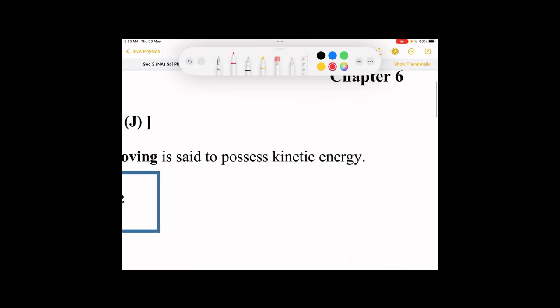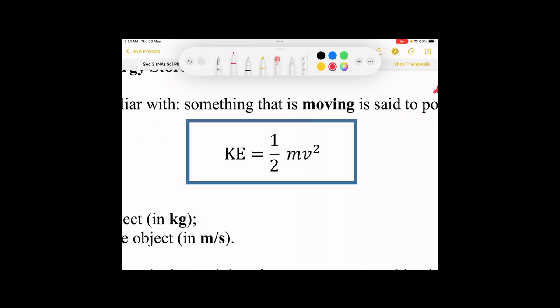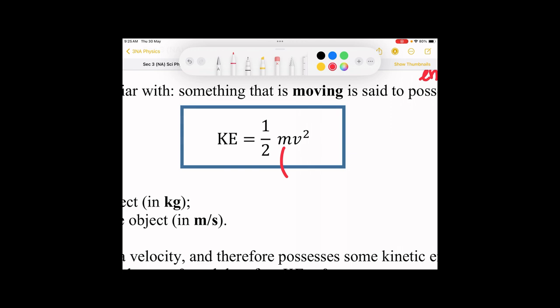So we can change this. Instead of saying to possess kinetic energy, you can say that it is said to possess energy in its kinetic store. So this is the proper way of phrasing when we use the store concept for energy. So let's look at the formula itself. Kinetic energy, KE, is half times m, which is the mass of the object, and v, which is the speed. So clearly, in order to possess energy in the kinetic store, the object has to be moving.